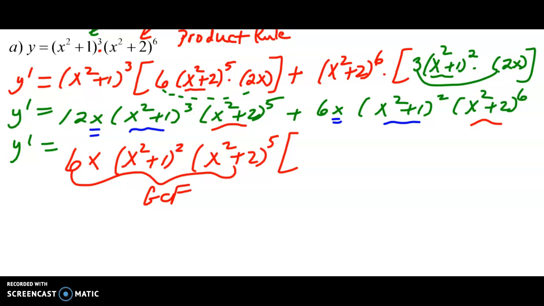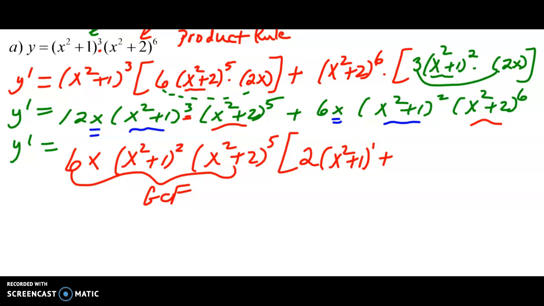So GCF basically means what's common, and then you divide each term by that GCF to see what's left. So 6 goes into 12 twice. I already took an x out. I took 2 of the x squared plus 1s, but I had 3. So that means I have 1 more left. I took out 5, and I started with 5, so I'm done.